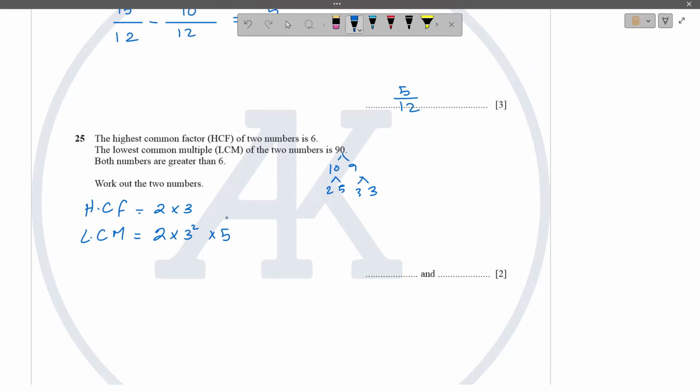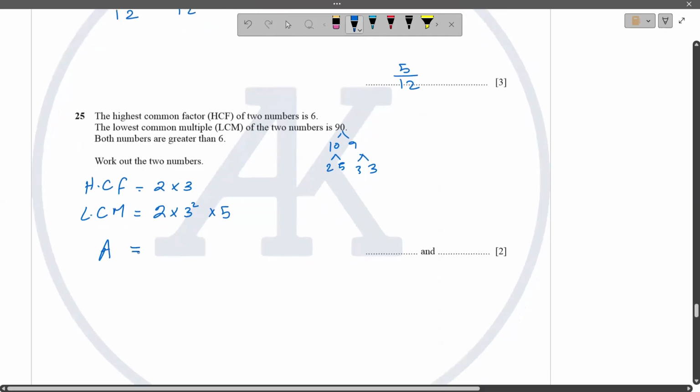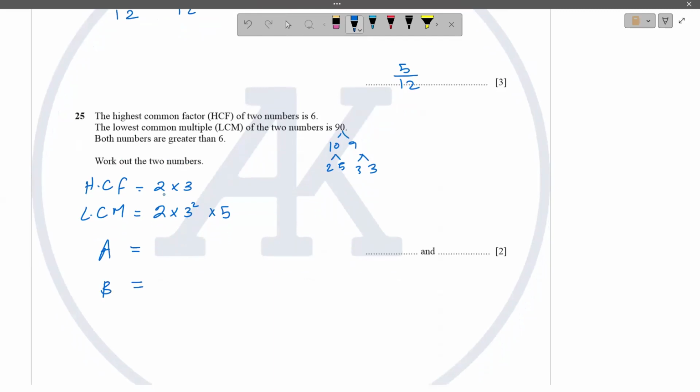Both numbers are greater than 6. So we need to get the numbers, A and B. As they have in common 2 and 3, the highest common factor, both of them have 2 multiplied by 3. And then one of them, as the lowest common multiple has, has the power of 2 in the 3. I don't know which, we can write it here. And another one or the same one has 5 because it's not in common. I can write it here or here, but I'm going to write it in the number B.